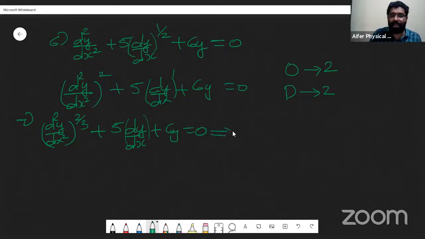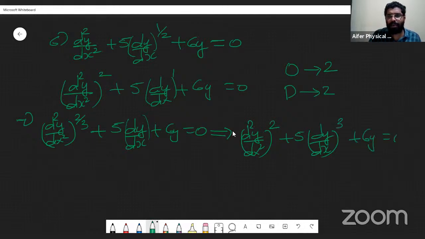Once you multiply with the 3, that becomes (d square y by dx square) whole power 2, plus 5 dy by dx whole power 3, plus 6y equal to 0. So what is the order? The highest order derivative is 2. What is the degree? The power of the highest order derivative. The highest order derivative is 2, its power is again 2. So the order and degree of this differential equation are both 2.